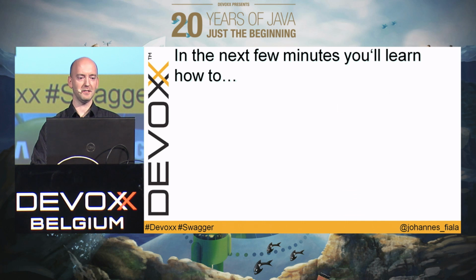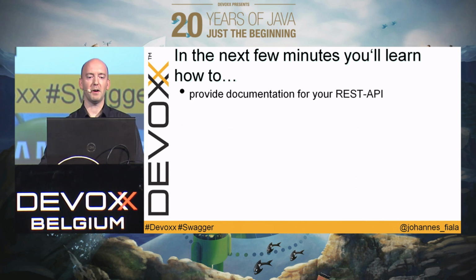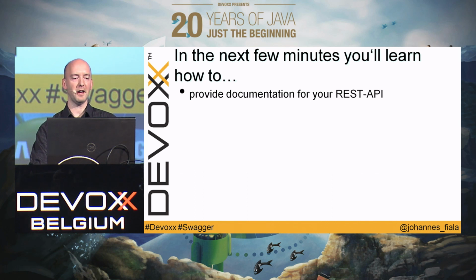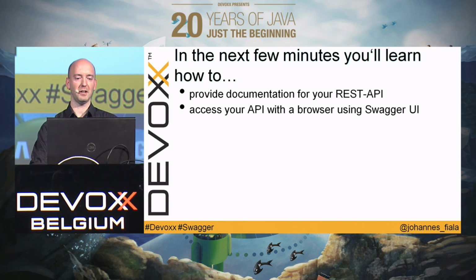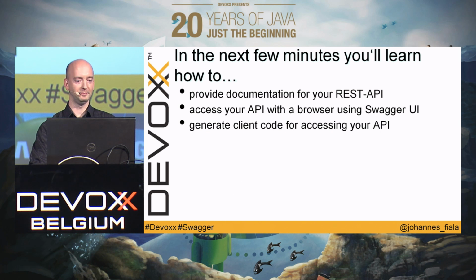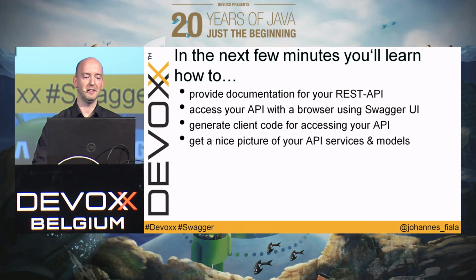So in the next few minutes, I will show you how you can provide documentation for your REST API, access your API with a browser using Swagger UI, generate client code for accessing your API, and finally, how to get a nice picture of your API services and models.